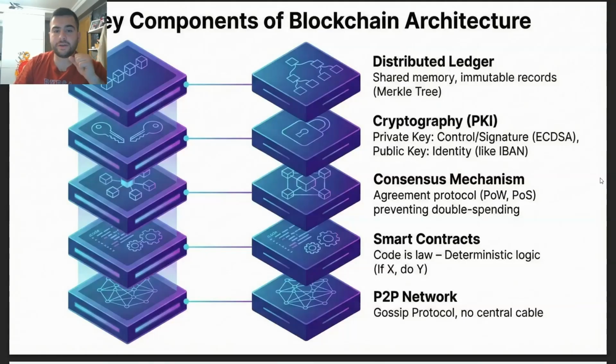Moving on to architecture, a blockchain is not a single monolithic application. It is a complex layered structure. We can identify five key components. Firstly, a distributed ledger. This is the system memory shared by everyone. Once a block is written, it is immutable. Changing it would require recalculating the entire chain, which is practically impossible.